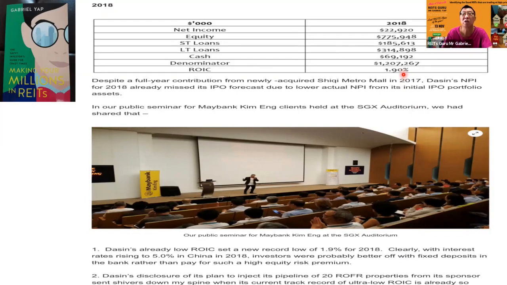Again, in 2018, when you thought that things could have improved, things actually went down, which means that the return on invested capital for Dasin Industrial Trust went down to 1.9%. And then again, in our presentation at the SGX for Maybank Kim Eng clients, where, as you know, the SGX auditorium seats almost 200, we had a sellout crowd that day. We warned on Dasin then and there again.